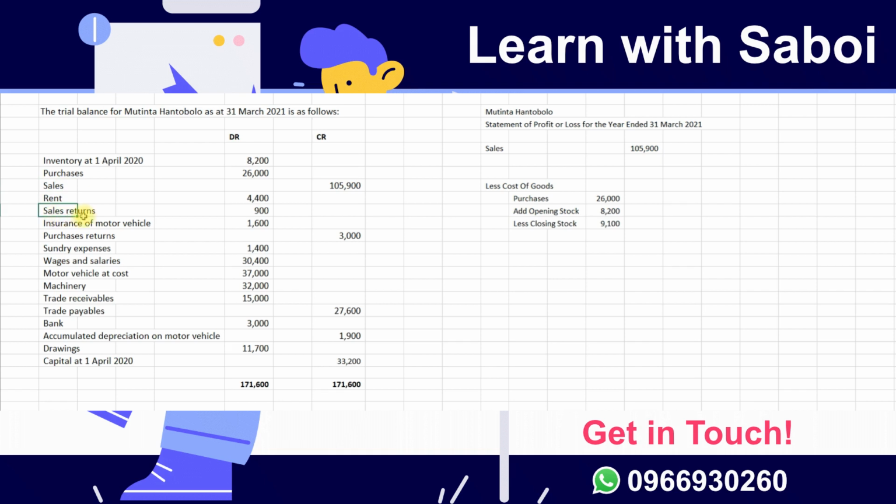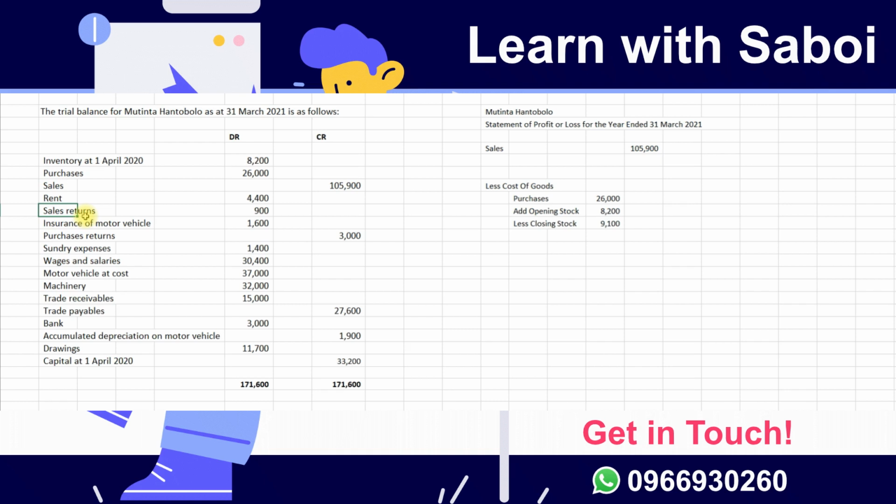There is sales returns. What does sales returns mean? Sales return means that we have sold some things, but it does not end there. After we have sold some things, some of those products that we sold have been returned to us by the customers. Why have the customers returned those goods? It could be that they were faulty. It could be that they were not the correct quality. It could be that they did not meet the specifications of the customers. There are multiple reasons why products would be returned.